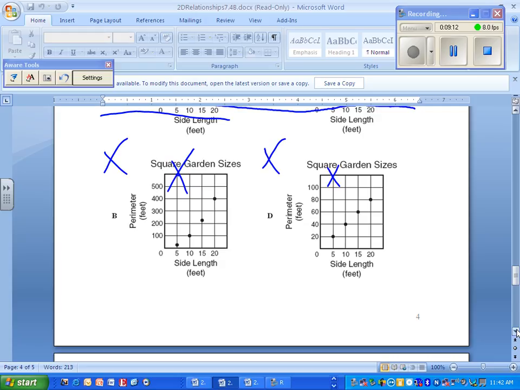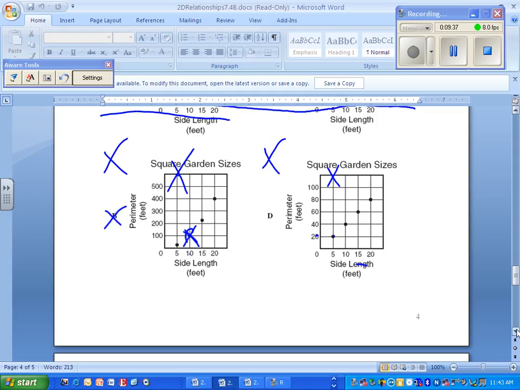All right, letter B. 5 to, well, that looks kind of like it could be 20, but I'm not sure. I know it's not 10 to 100, so that's not it. So before I even look at D, I'm hoping this is it because I've ruled out the other ones for good reason. So 5 to 20, that's right. When the side length is 5, the perimeter is 20.